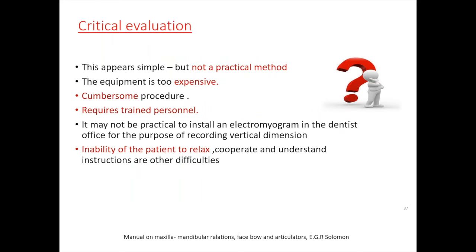So, based on the fact that minimum muscular activity occurs when the mandible is at rest position, it uses a special device that measures the tone of the masticatory muscles when the tone is at its least contracting state. This means the muscles and jaws are in the rest position. Coming to the critical evaluation, it's not a practical method, too expensive, cumbersome, and it requires trained personnel.